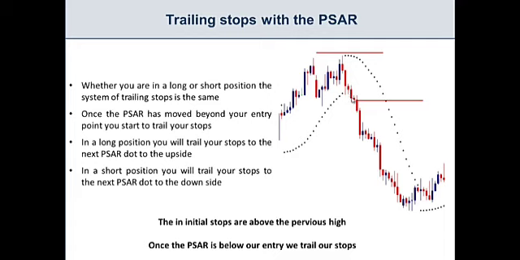Now, when the Parabolic SAR is below our entry level, which is this dot, we start to trail our stops, and we continue to trail our stops to the next dot and to the next dot and to the next dot until we get stopped out, which is this dot. And as you can see here, we got stopped out before we had the next stop and reverse. So by trailing our stops with the Parabolic SAR, we got the best of the move.